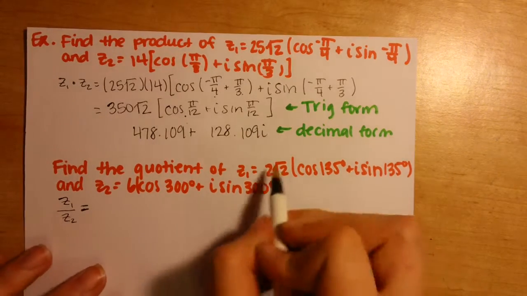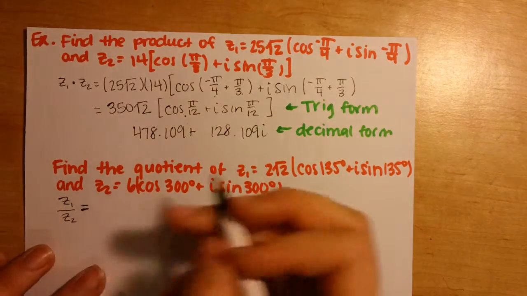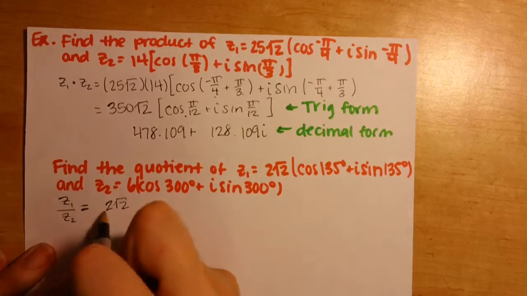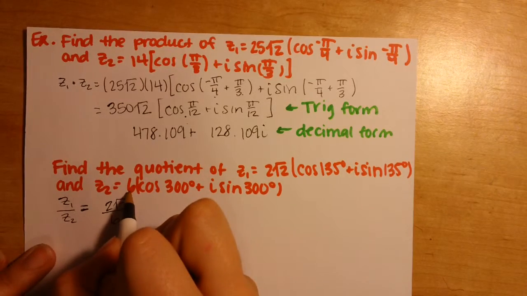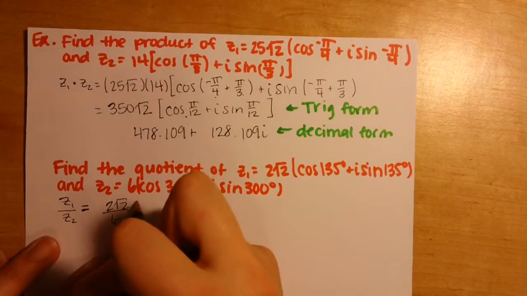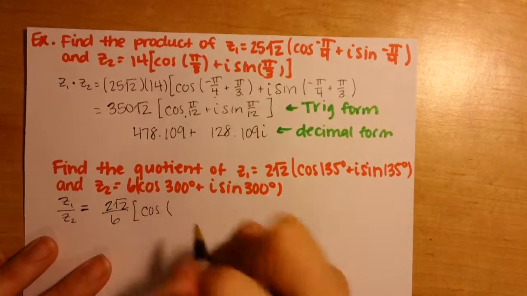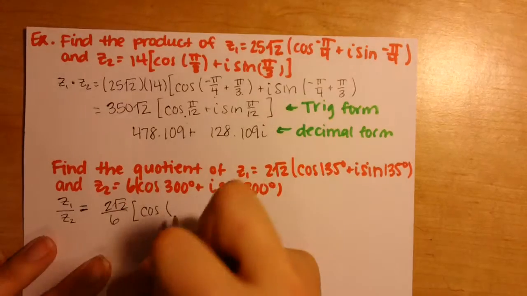So to divide them, I take my r values. So I have 2 square root of 2, so that's z1, divided by the r of z2. Then I'm going to multiply by cosine, and then I'm going to subtract the angle. So I have top minus bottom.